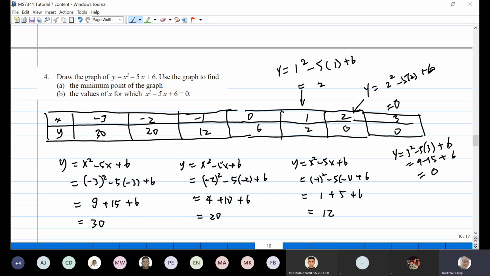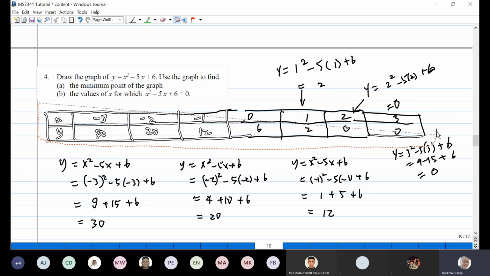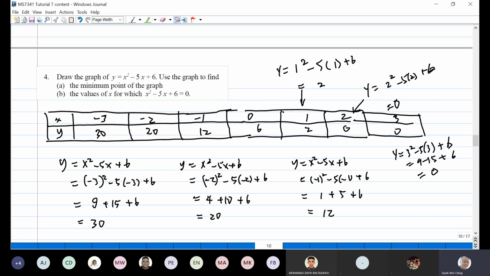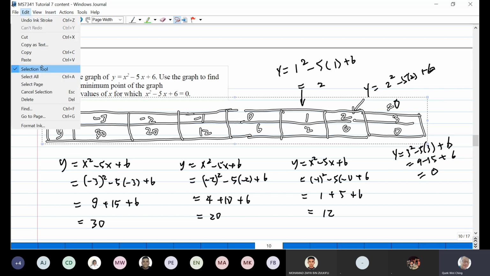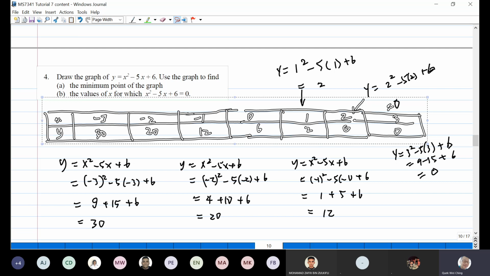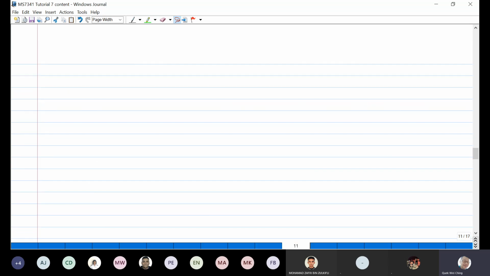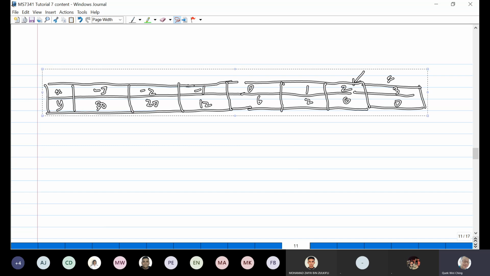Make this table, draw a graph, and I can see what this pattern looks like. So this is actually trial and error. I try to make a table so that I have enough values that I can plot the graph. Okay, so edit, copy here. I go to the next page and draw the graph.